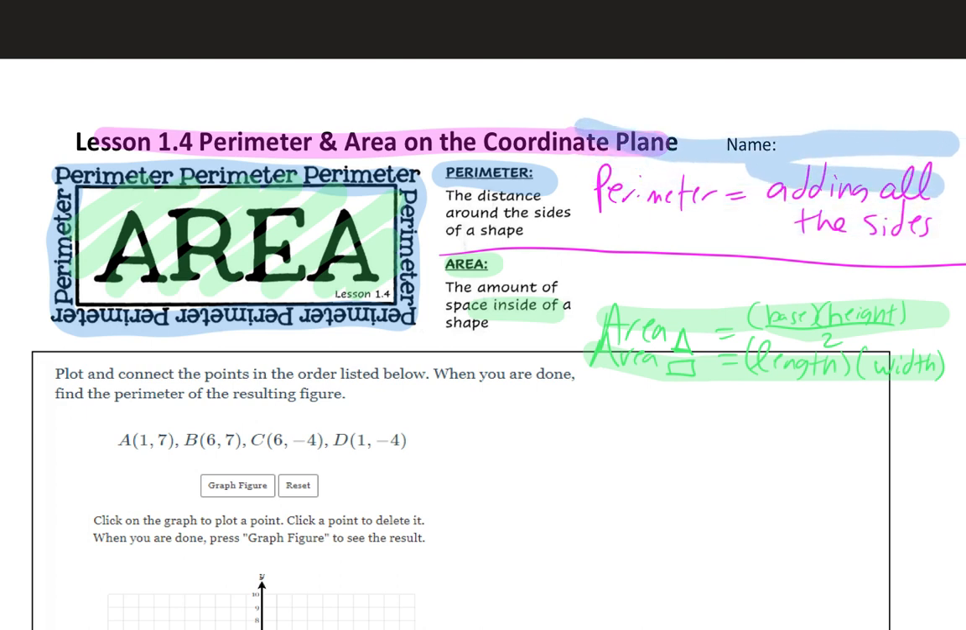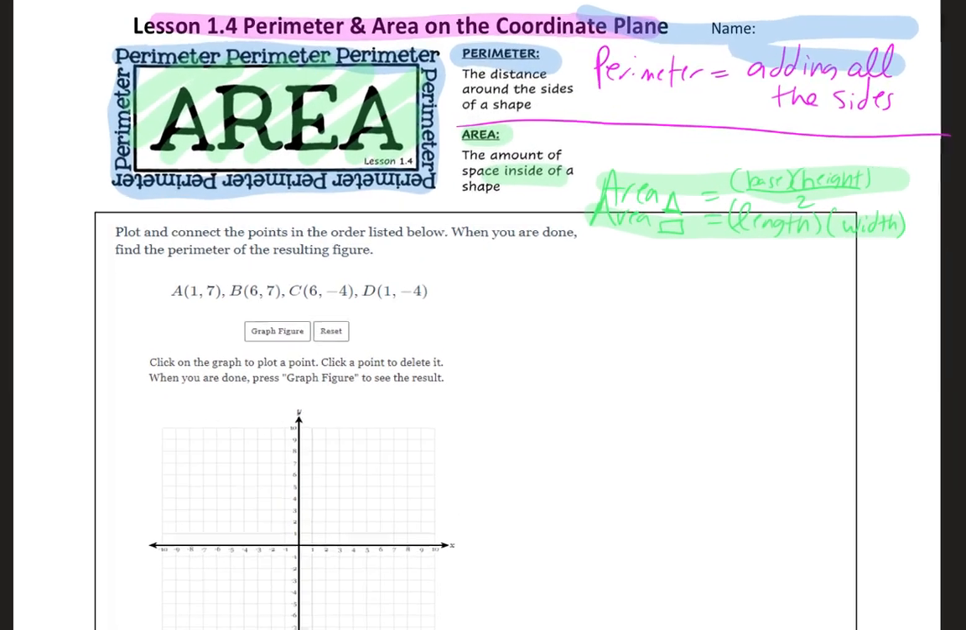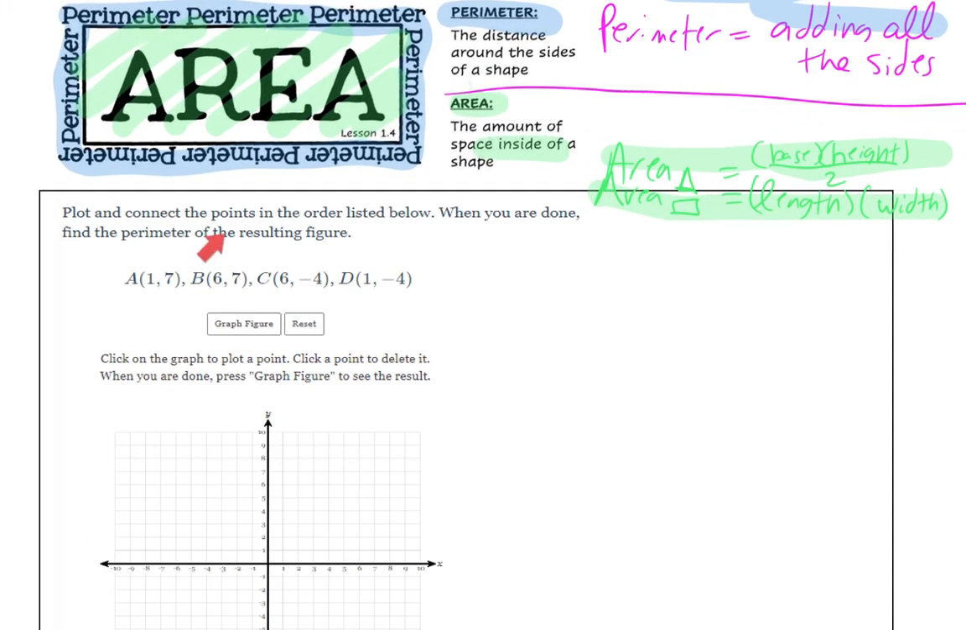Okay, so first thing we said was this one right here. It says plot and connect the points in the order listed below. When you are done, find the perimeter of the resulting figure. Okay, so this one is a perimeter problem, so we can write perimeter at the top. On this problem, it says first, go ahead and plot and connect the points in the order listed. So we're going to go A first, then B, then C, then D.